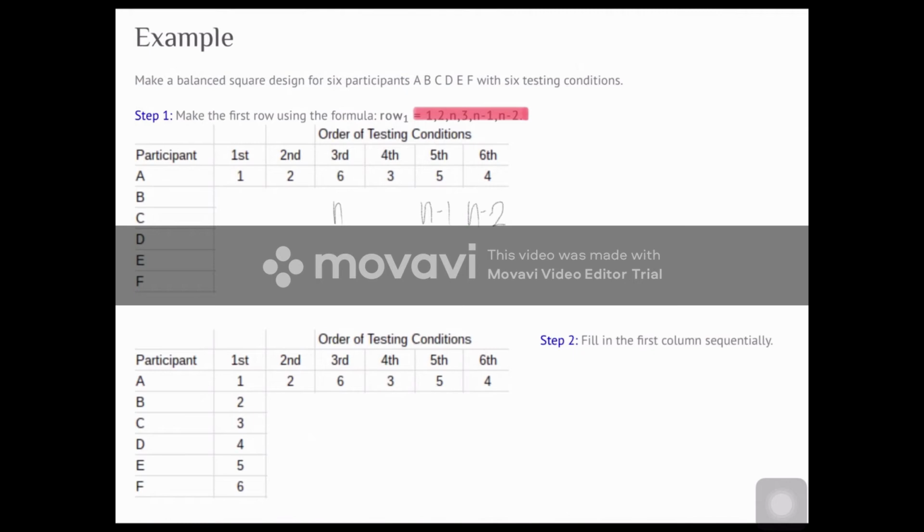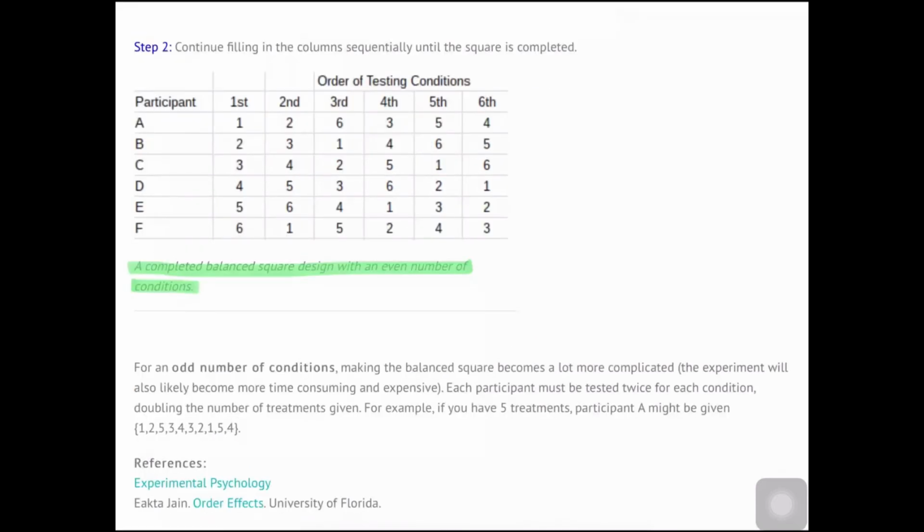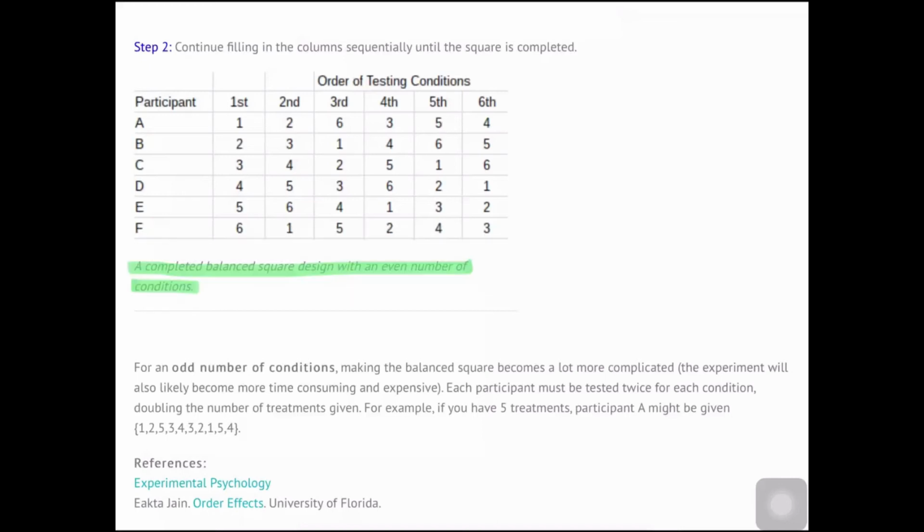Step 2, fill in the first column sequentially. You should fill out the first column in order. The last step is step 3: continue filling in the columns sequentially until the square is completed. We start from the second column, which starts with the number 2. So 2, 3, 4, 5, 6, and 1.